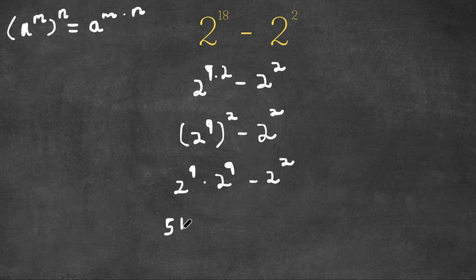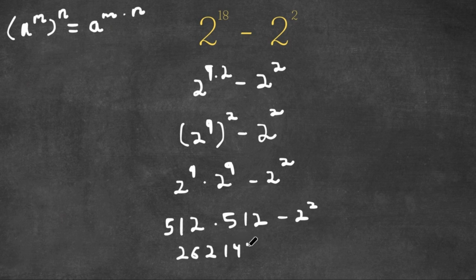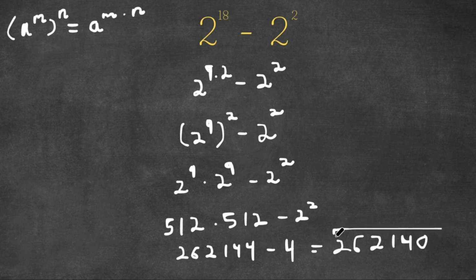You guys should know that because you should know your powers of 2. So now we have 512 times 512 minus 2 squared. Now 512 times 512 is 262,144. And minus 2 squared is the same thing as minus 4. This is equal to 262,144 minus 4, which is simply 262,140. So this is our answer.